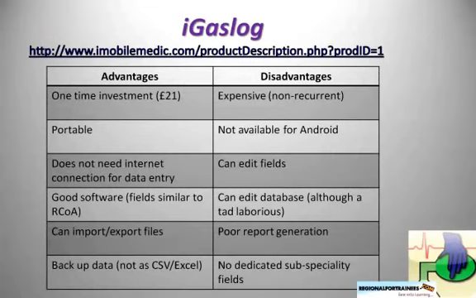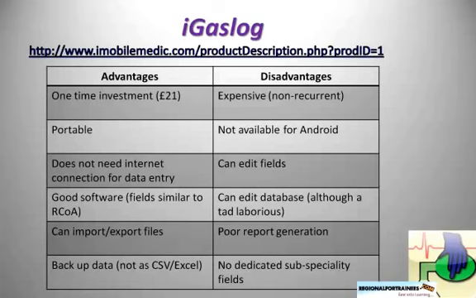Let's look at one proprietary logbook software. I guess Log, this is probably the most famous of the software out there. It's a one-time investment. It's slightly on the expensive side, though. It's portable. You do not need an internet connection for data entry. It's a good software. It mirrors the fields of the Royal College of Anaesthetists. You can import and export files on this. You can back up the data. But you need to have an internet connection for that.